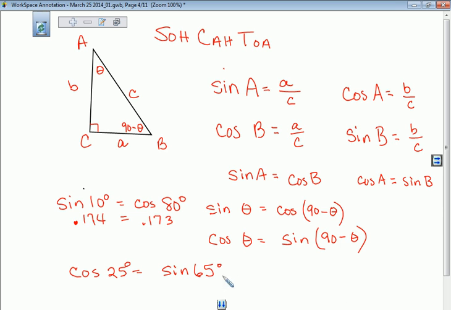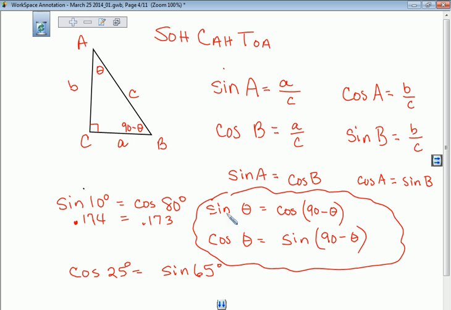All right. So the big idea here is, when we look at sine or cosine of any angle, sine of an angle is equal to cosine of its complement. Cosine of an angle is equal to the sine of its complement. That's the big idea on this.